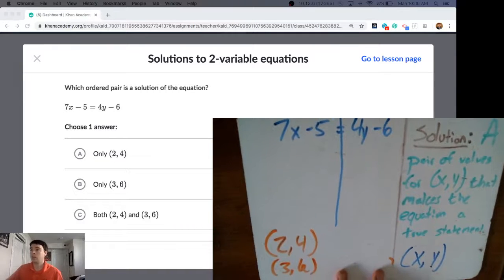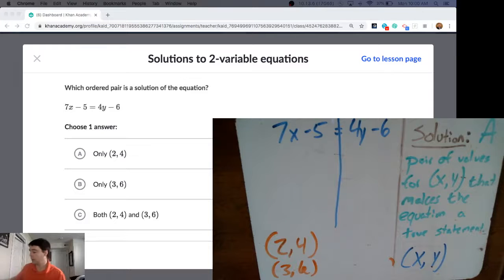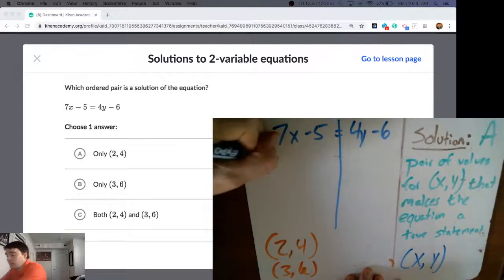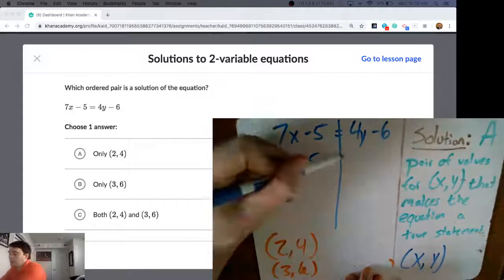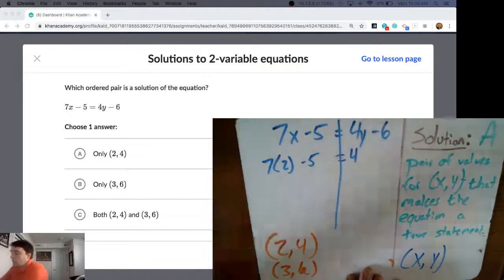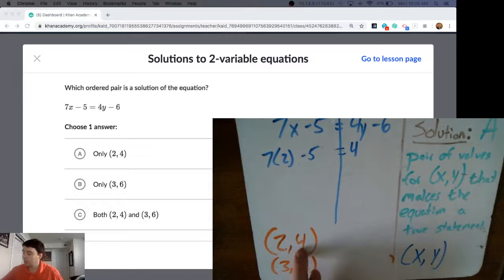So I'm going to go ahead and first plug in that 2 and 4. I'm going to make x equal to 2. Remember, always ordered pairs, the x is listed first. So I'm going to plug the 2 in for x. 7 times 2 minus 5 is equal to 4 times y. But now again, when I make the x 2, I'm going to test can y be 4.